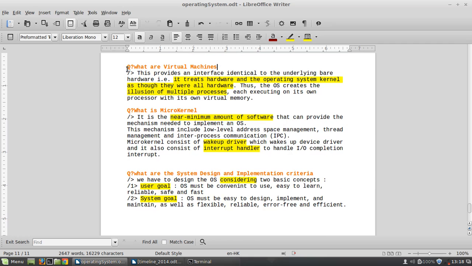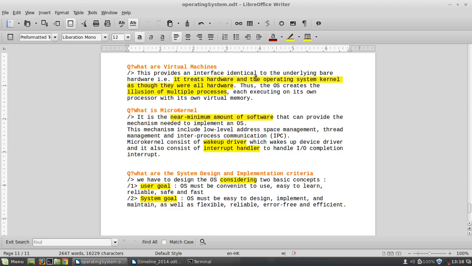Now, going on to the next concept: what is a virtual machine? Virtual machines provide an interface identical to the underlying bare hardware. That means it treats the hardware and the operating system kernel as though they were all hardware. So it creates a virtual machine. Virtual means invisible, so it creates something like an invisible machine, which as a whole is like hardware.